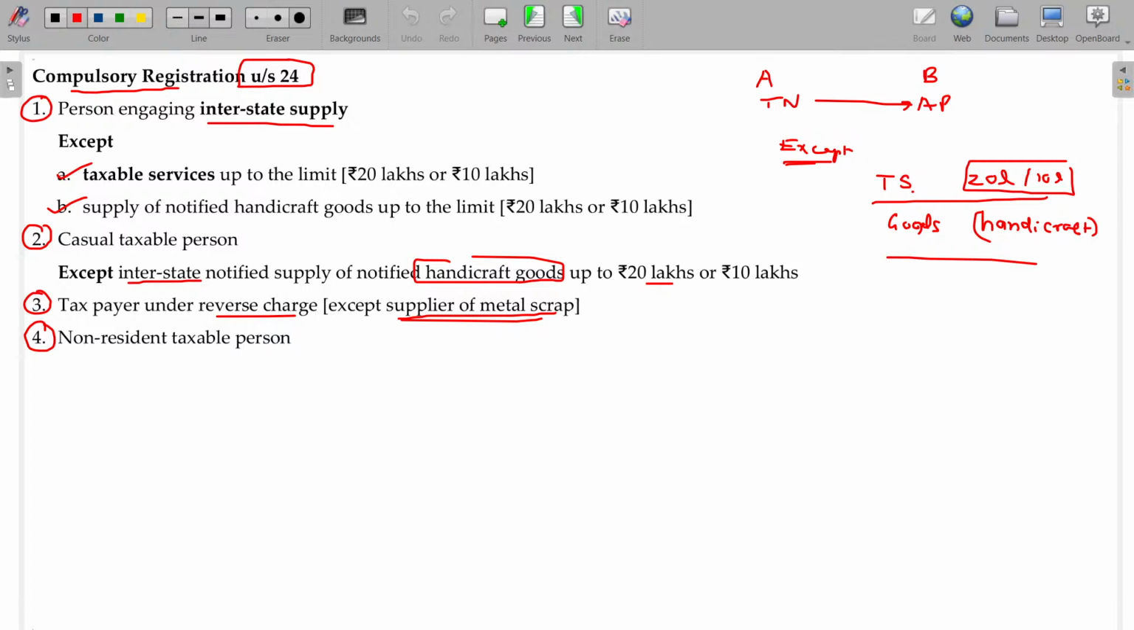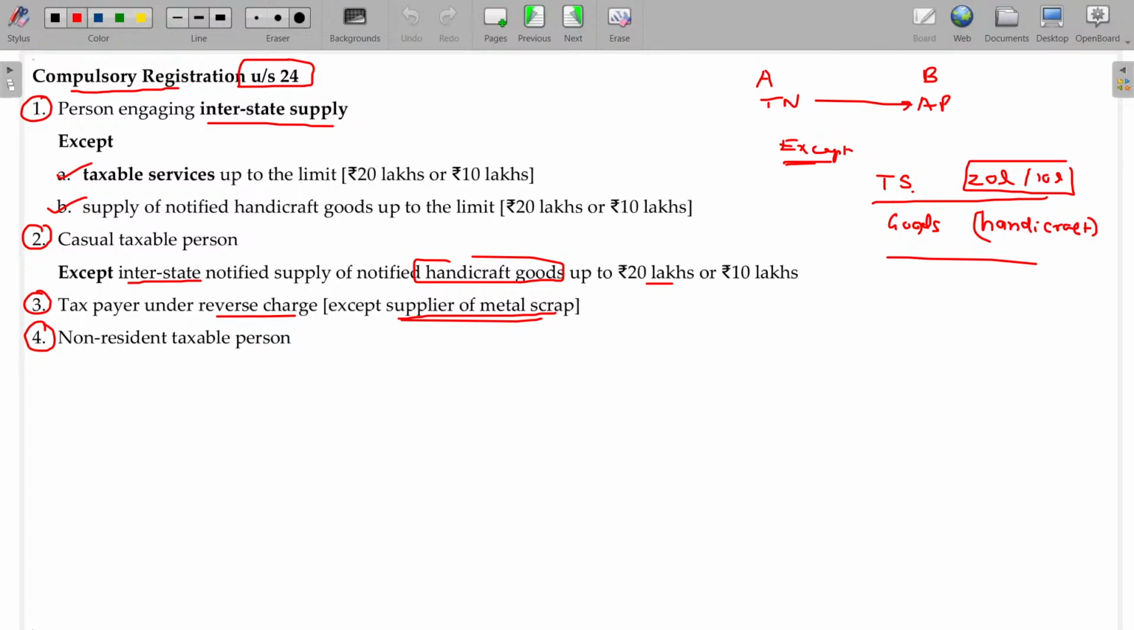And so in case of interstate supply, only two parties are exempted. Who are they? Rendering only taxable services, and my limit is within the threshold limit given in section 22, then I may be enjoying. In case of supply of goods, I need to supply only handicraft goods. Okay, this 20 lakhs and 10 lakhs threshold limit will be applicable. Otherwise, I have to do compulsory registration.